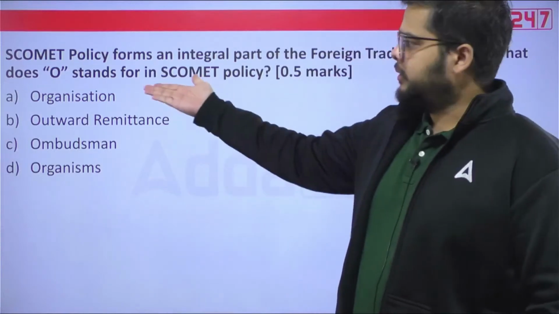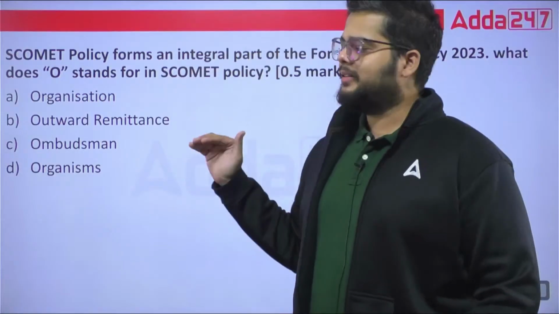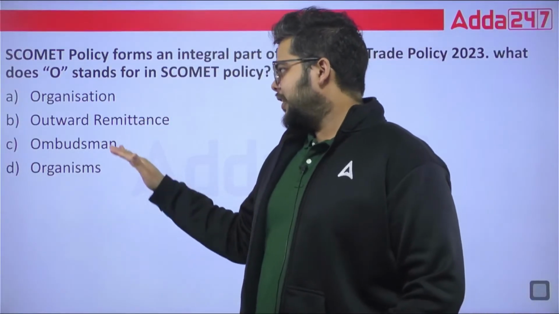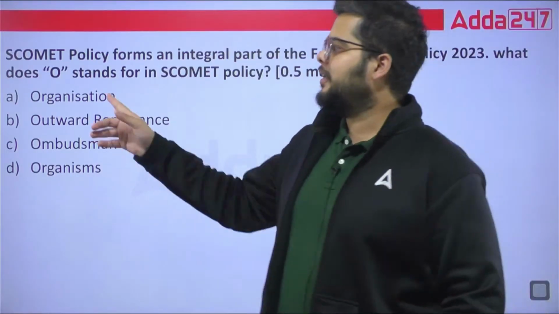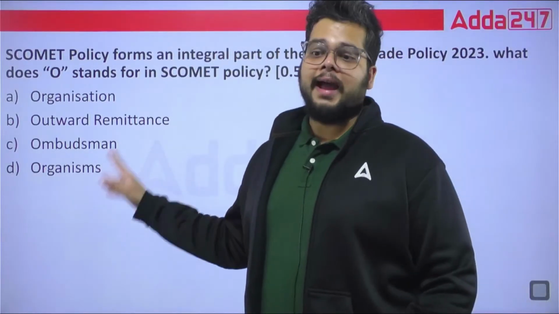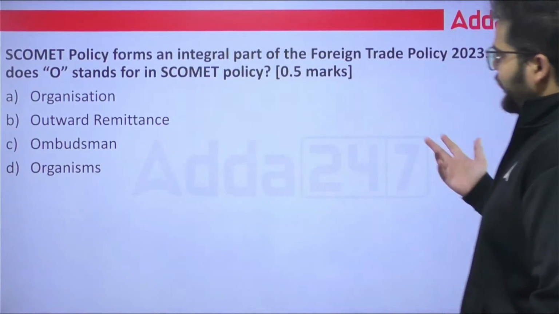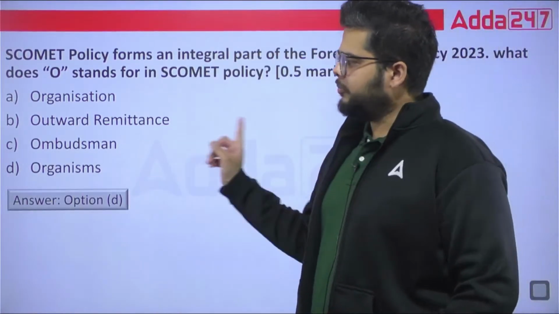Whenever we see that some policy is there and we are talking about the Indian economy and Indian financial system, we feel that somewhere between ombudsman or outward remittance will be the right answer. Worst case scenario, it can be organization, but to your surprise, O stands for organisms. So that is why the question has been included also. And when we talk about the correct answer, it is option D.